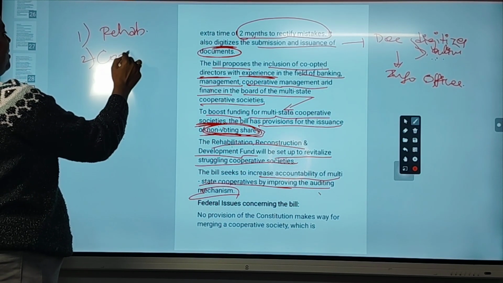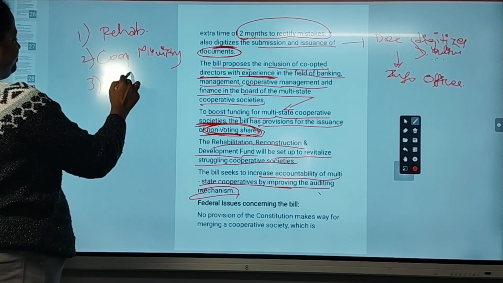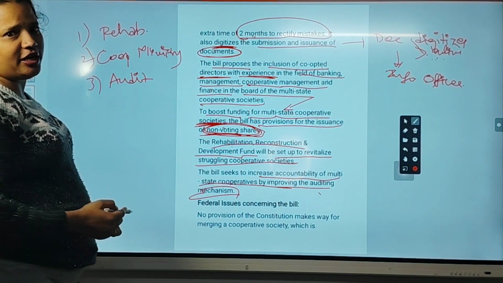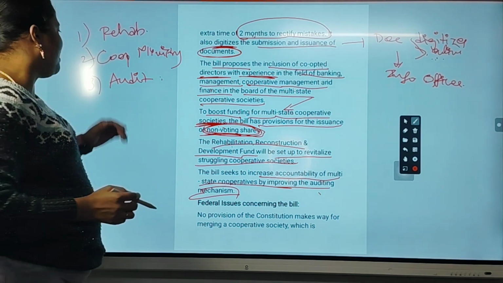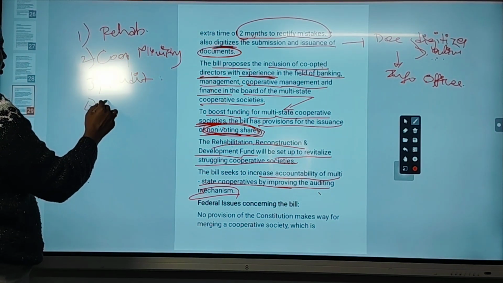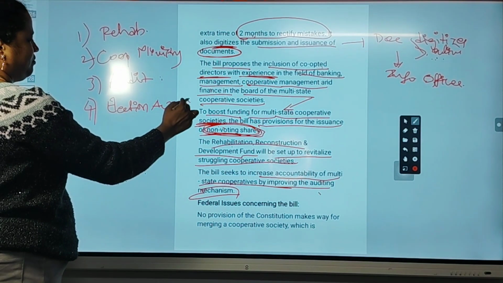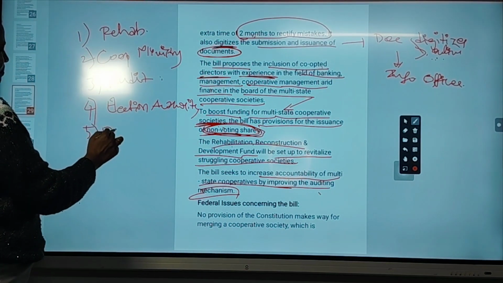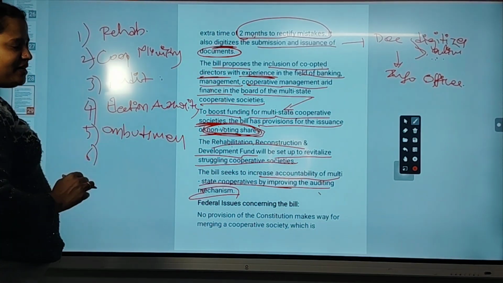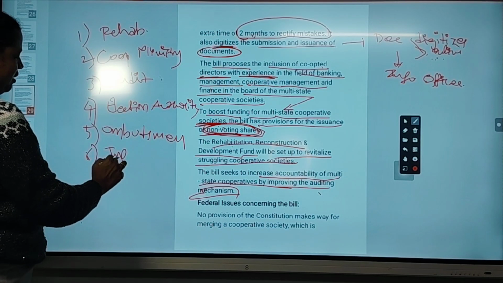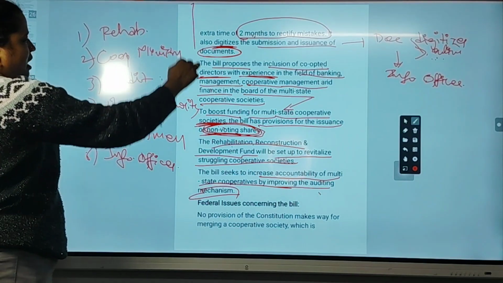Okay, cooperative ministry will be established. Audit has been introduced to make the cooperative societies work in a transparent manner. And number 4, election authority will be established. Ombudsman will be established to take care of disputes and complaints. And number 6, information officer will be there to give information on the lines of the RTI Act.